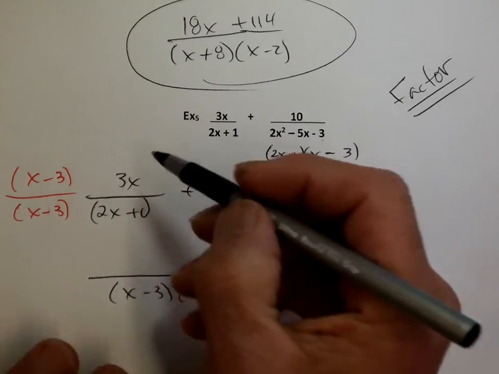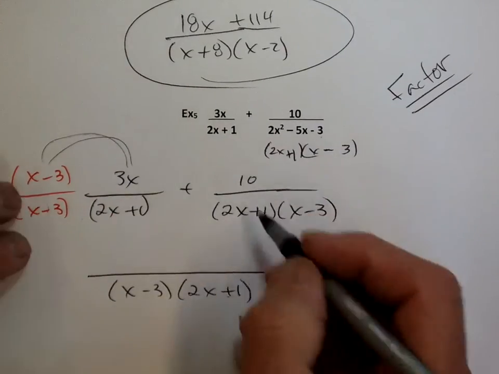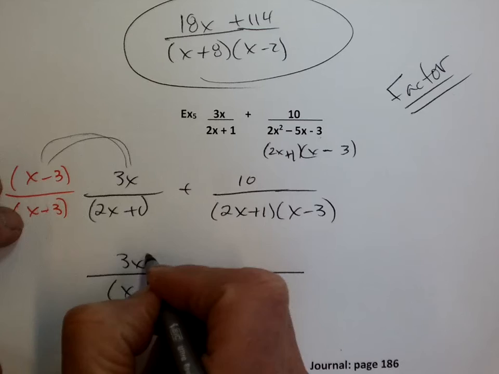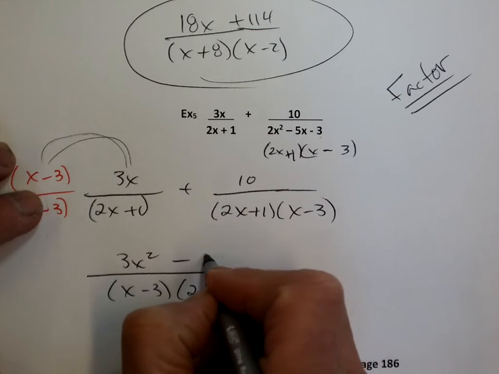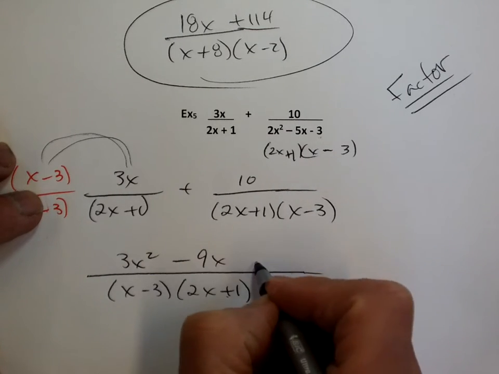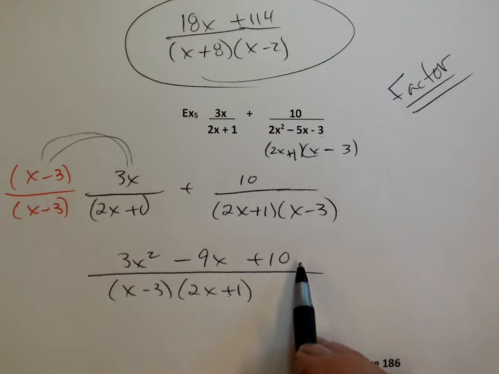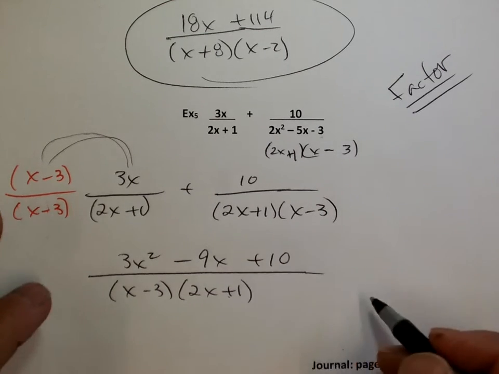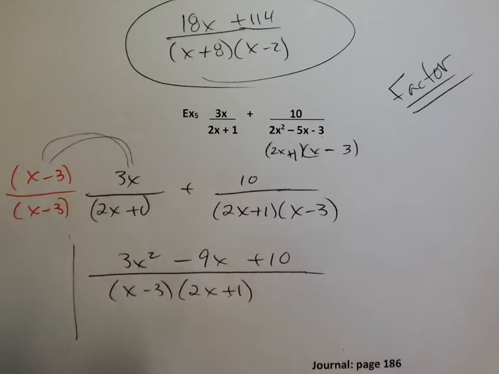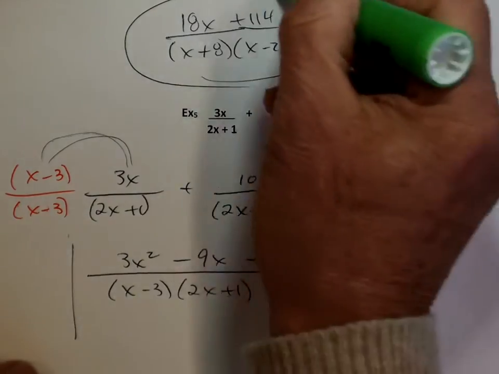Let's see what's on top, though. Distribute. I have a 3x squared minus 9x plus 10. Okay? And I think that's it. I don't think this will factor, I don't think so. I think that's it. It'd be nice if we could get more out of it, but that is my answer, okay? That's all I got.